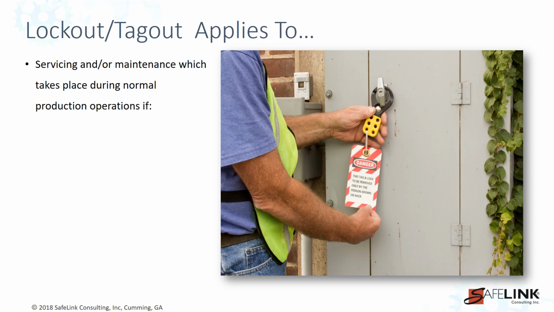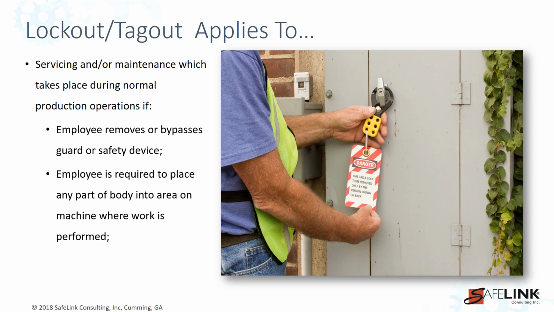Repairing and/or maintaining equipment during normal production operations are covered by lockout-tagout if an employee is required to remove or bypass a guard or other safety device, or an employee is required to place any part of his or her body into an area on a machine or piece of equipment where work is actually performed upon the material being processed. This is at point of operation. Or when an associated danger zone exists during a machine operating cycle.